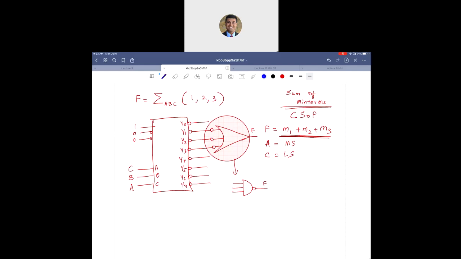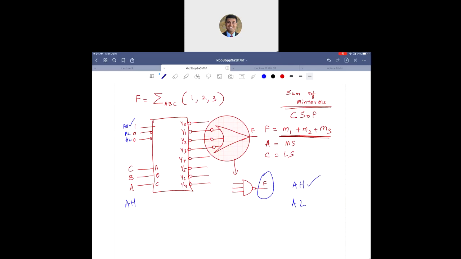My inputs are active high inputs. For my enable signals, one of them is active high and two of them are active low: active low here, active low here, active high here. How about the outputs? F. This is an important question here. Is F active high or active low? Yes, active high is right.